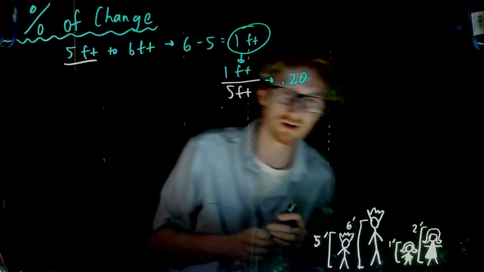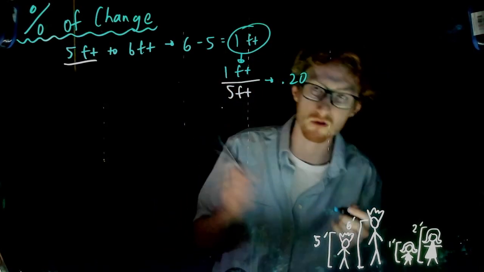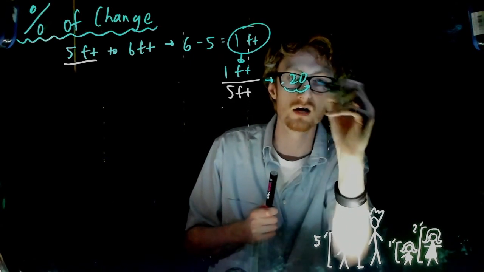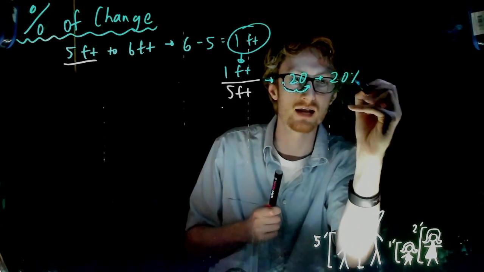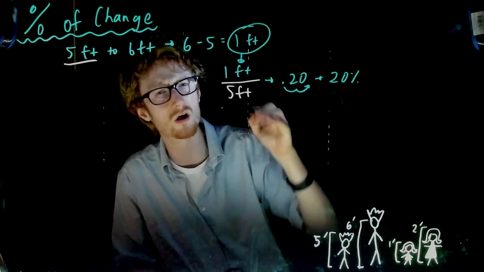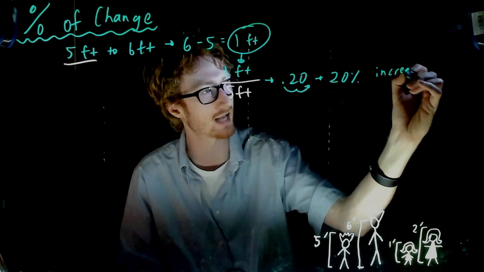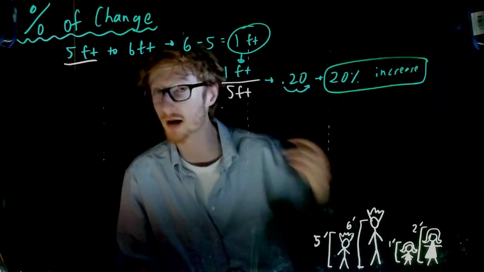Now you may say, well, that's a decimal, not a percent. Well, how do I convert from a decimal to a percent? You just move the decimal 2 places over. So this is a 20%. Now, is this a growth or like an increase or a decrease? Well, this is an increase, right? So this is a 20% increase in height, very technically, right? So I grew by 20%.